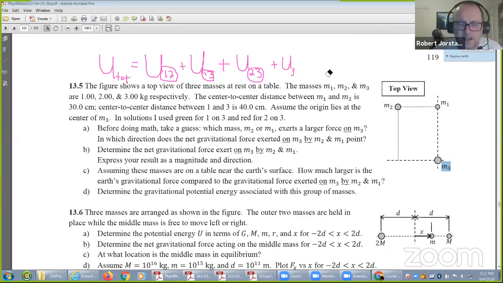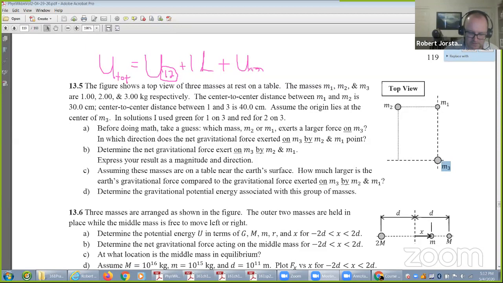Got it? And so that's how you can make sure you hit all the pairs. Start with 1, go through every option. And, you know, this is going to kill me, so I'm going to go to the chat. So if you had 4 masses, this is what it would look like. You'd have U12 plus U13 plus U14. And then you keep adding.